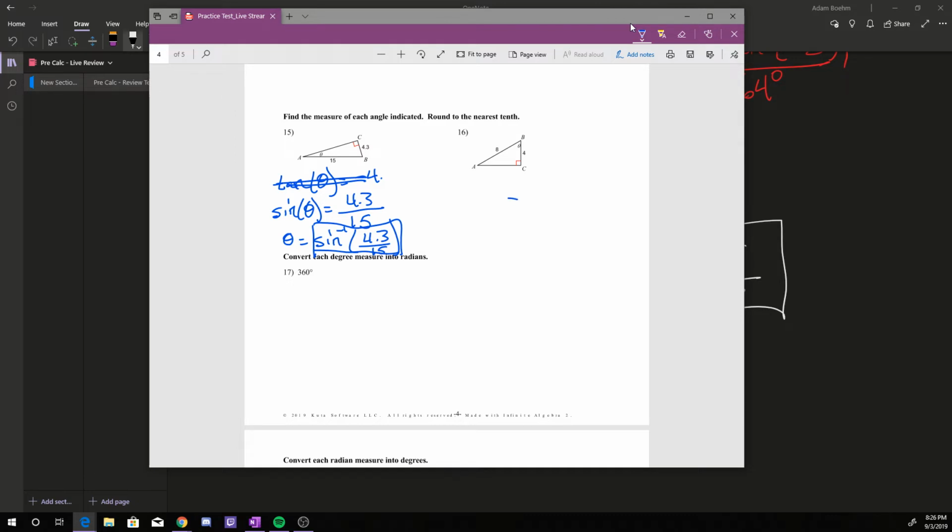On number 16, you're given the adjacent side and the opposite side. So it's cosine, so cosine of theta will equal 4 over 8, or 1/2. So again, you take the inverse cosine of both sides, you're left with theta equals inverse cosine of 4 over 8. And that's as far as you need to go.